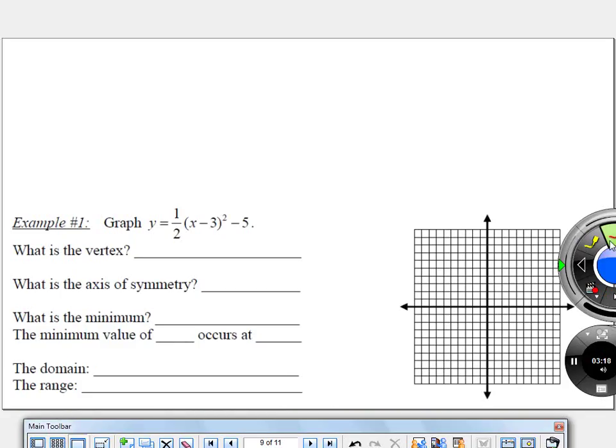It's written in vertex form, like we discussed yesterday. And then what we're going to do is we're going to graph it by using the transformations. Okay, so the first thing we want to do is look at how the parent function has been changed. So the parent function is what we just graphed, x squared. Okay? The things that are different here from x squared are this 3, this 5, and this 1/2.